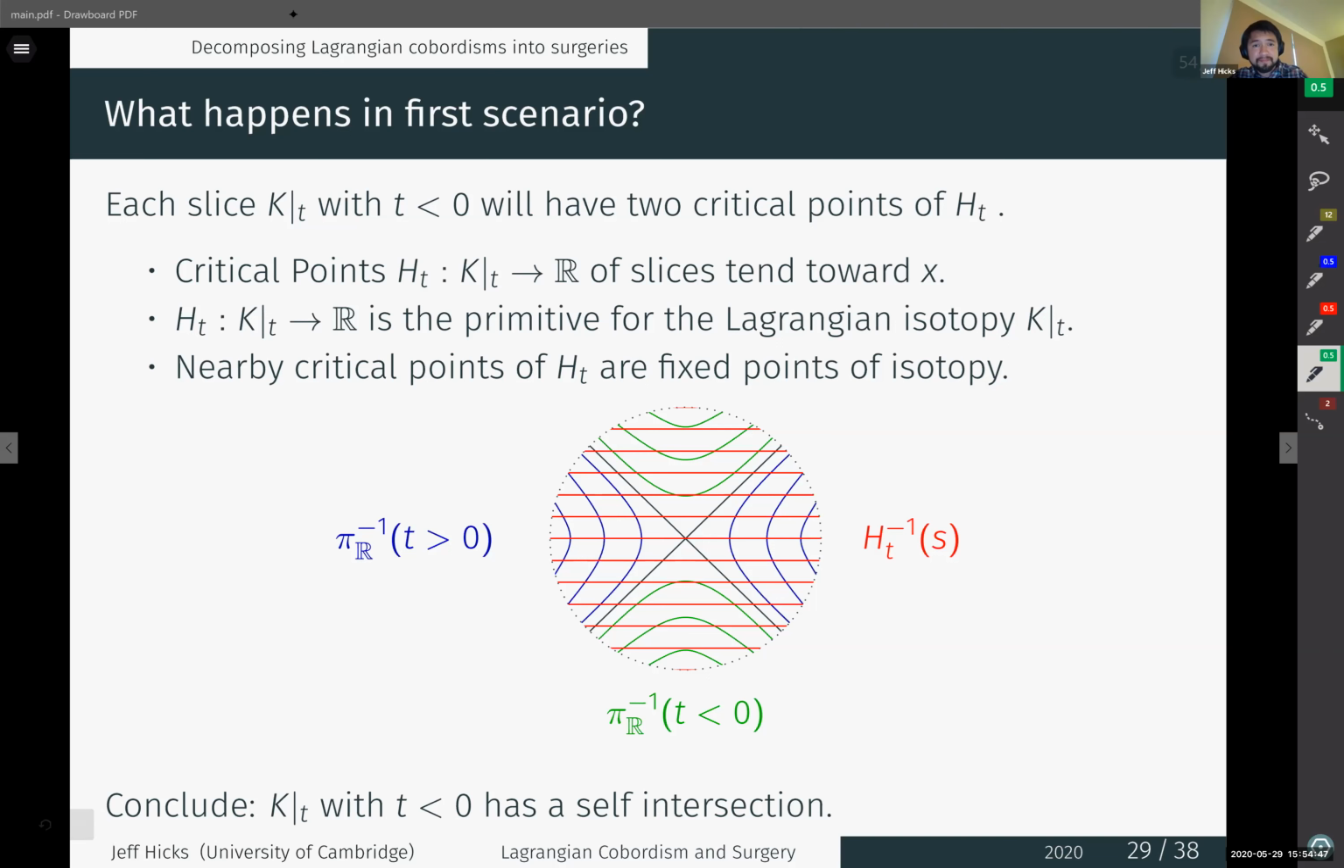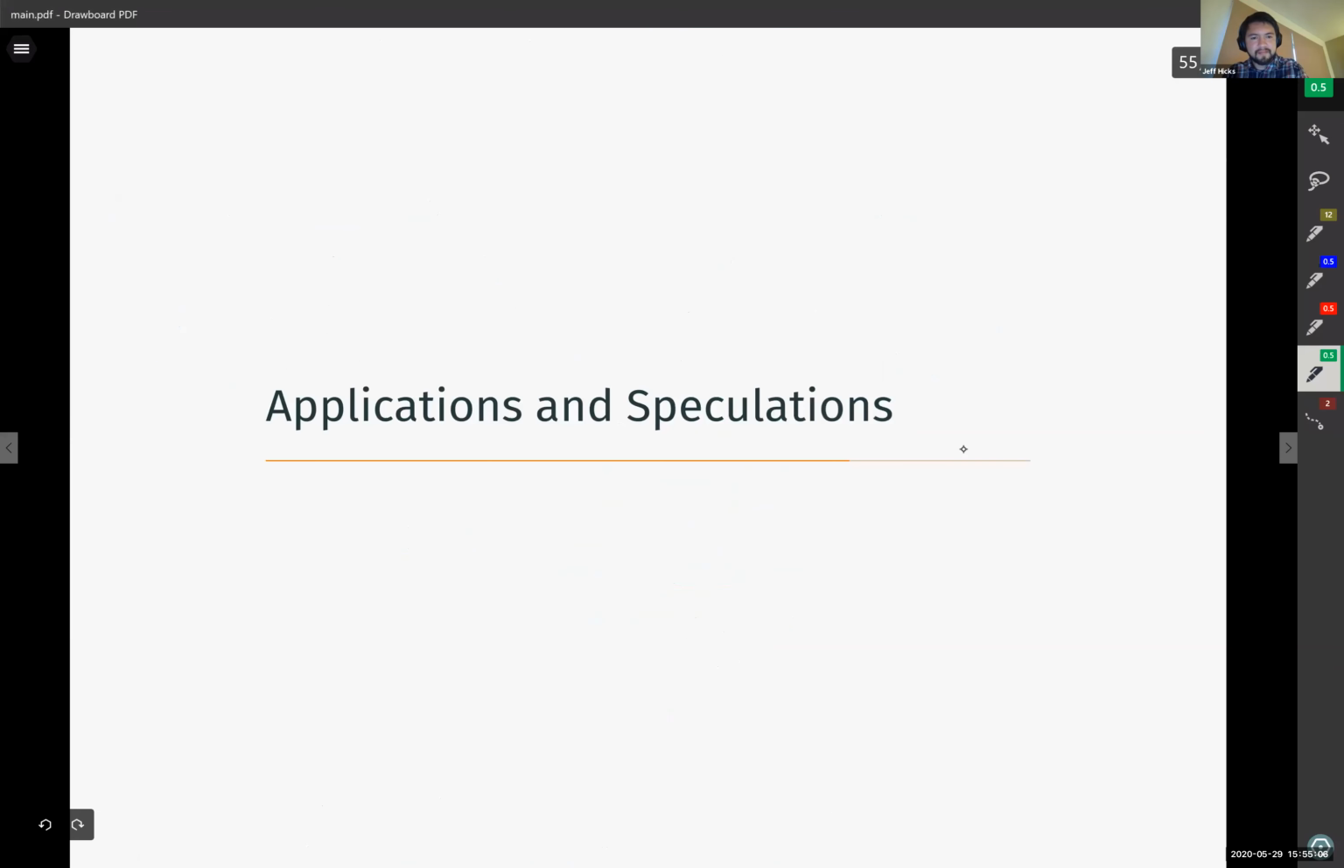So we can conclude that either the positive slices or the negative slices will have a self-intersection point. And from this self-intersection point, you can go and find yourself a Whitney-immersed sphere. I guess before I get to applications and speculations, are there any questions? Okay.